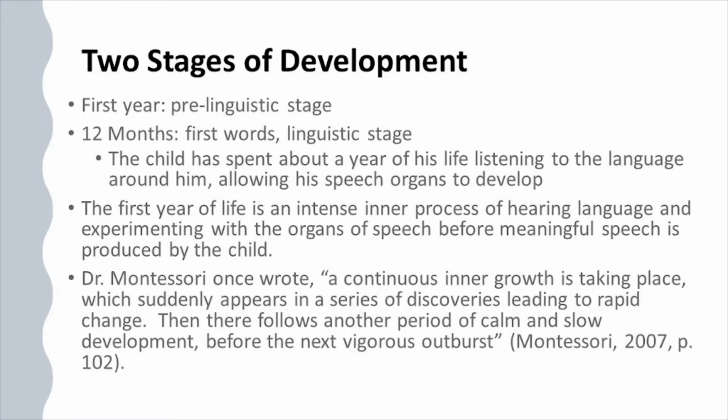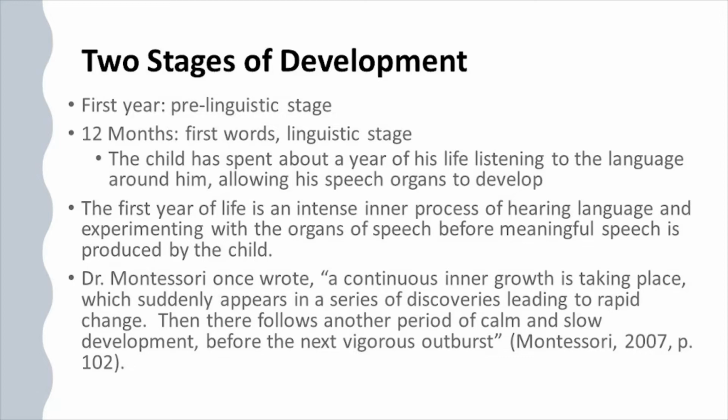At 12 months, and usually around 12 months, right? The first words are spoken, and this is the linguistic stage. The child has spent about a year of his life listening to the language around him, allowing his speech organs to develop. The first year of life is an intense inner process of hearing language and experimenting with the organs of speech before meaningful speech is produced by the child.